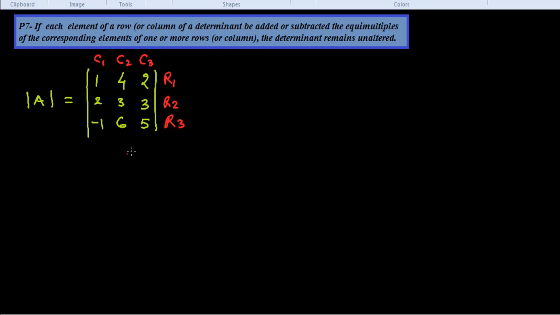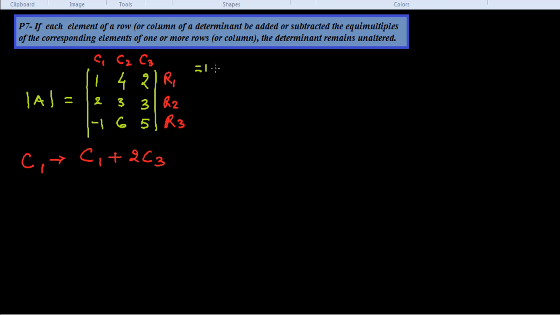So what we do: C1 tends to C1 plus 2 into C3. We are multiplying the C3 column with 2 and adding it to C1. We see what happens. For this, first of all, we find out the value of this determinant. So I put the value of this determinant here.